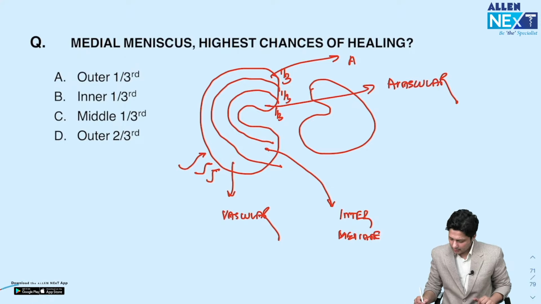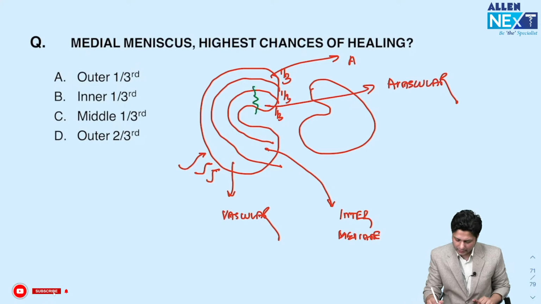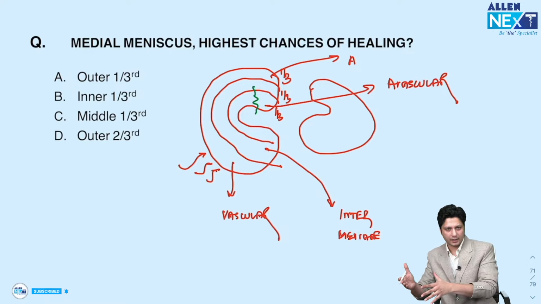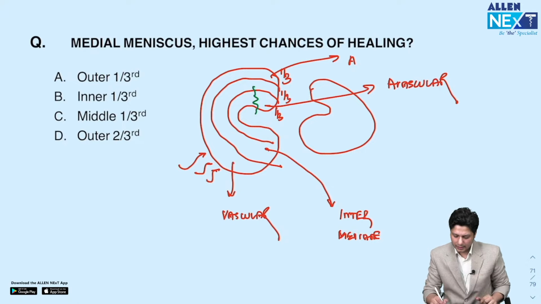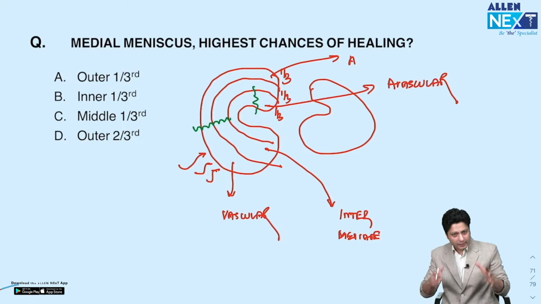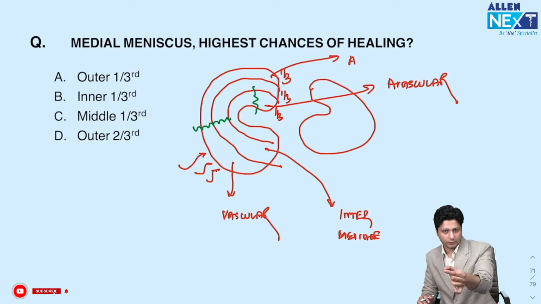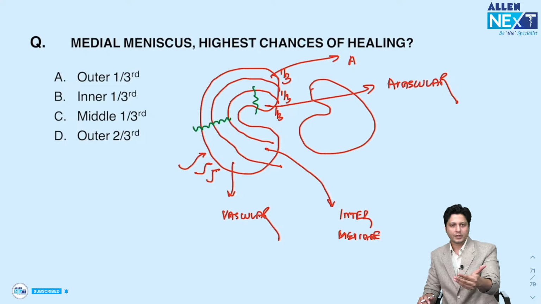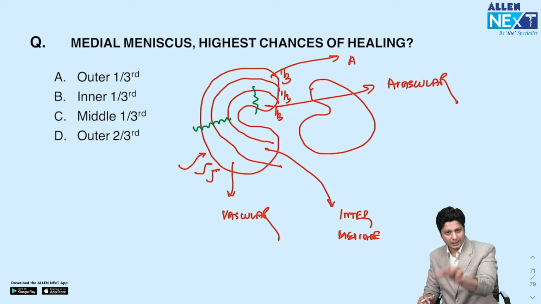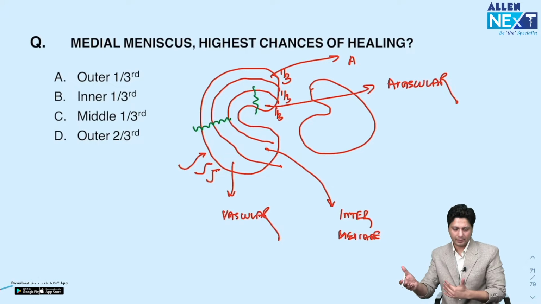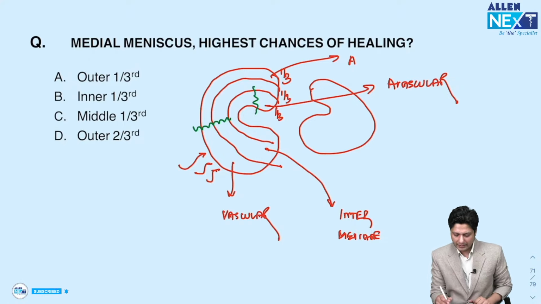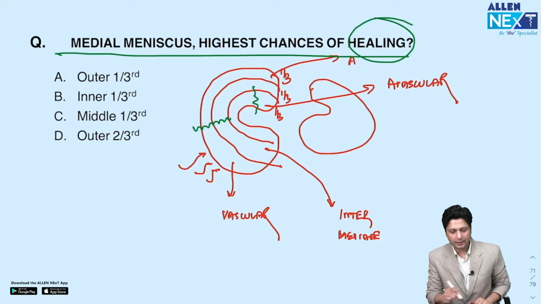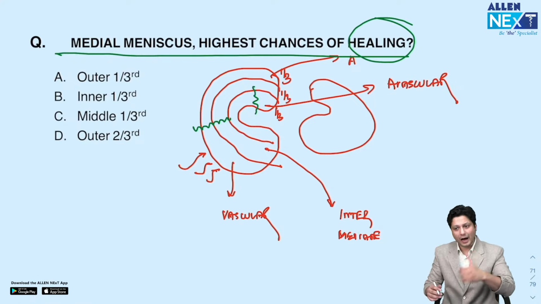Now just imagine, if there is an injury to the inner 1/3 segment, there is no point in repairing it. In that case you have to perform a partial meniscectomy. But if there is an injury in the outer 2/3 region, yes, you can perform a repair. Arthroscopic repair is performed in order to expect healing of this outer 2/3 of the menisci. All right, so this was your question, and the basis of that question was the vascularity. Like the medial meniscus, the highest chances of healing are in the outer 1/3.